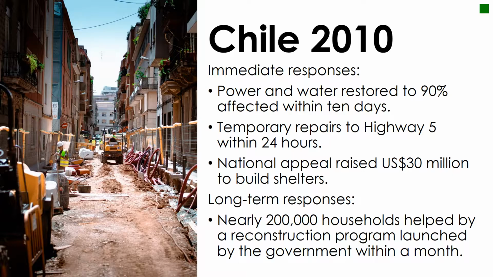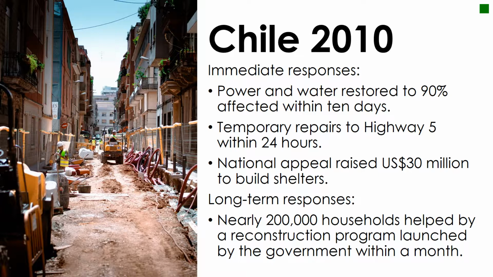The immediate responses to the Chile earthquake were that power and water were restored to 90% of the households that were affected by the earthquake within 10 days. Temporary repairs to one of the main roads, Highway 5, that runs through the country, were carried out within 24 hours. And a national appeal across Chile raised over $30 million to help build shelters for those made homeless.